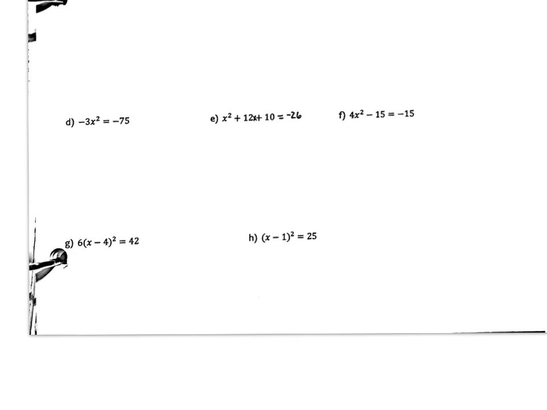So let's get everything on one side and set it equal to 0. So that'll be x squared plus 12x. And then if I add 26 to both sides, that'll be plus 36 equals 0. Because this is a trinomial, it has an x squared, a regular x, and a constant, I have to put everything on one side and set it equal to 0. And now I need to factor.